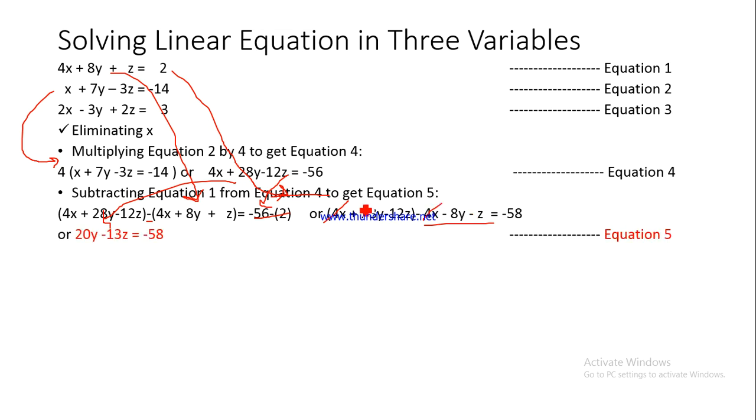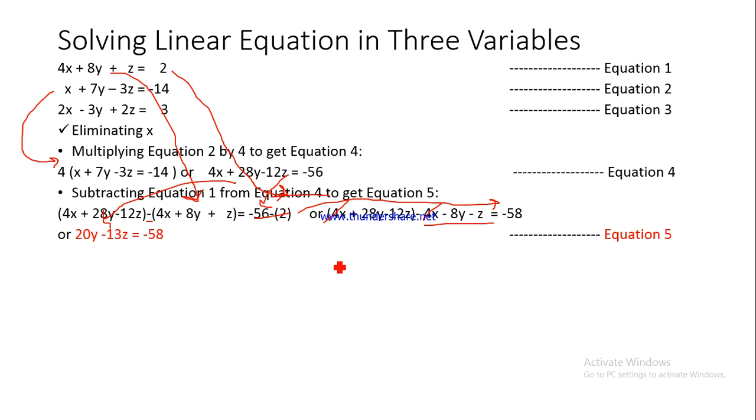Is this fine? And we have already done it on the right hand side. Minus 56 minus 2 has already been shown as minus 58. So this is my third equation which now I have obtained. The fifth equation which I am going to make use to find out the value of y and z.